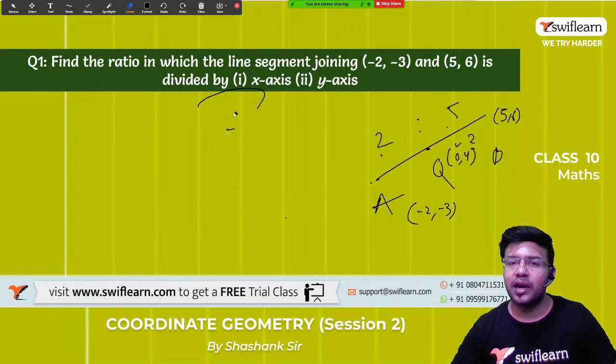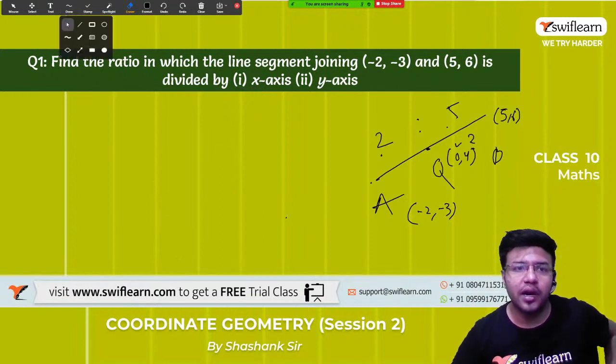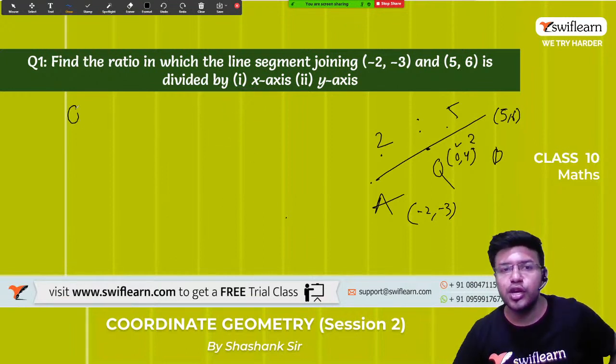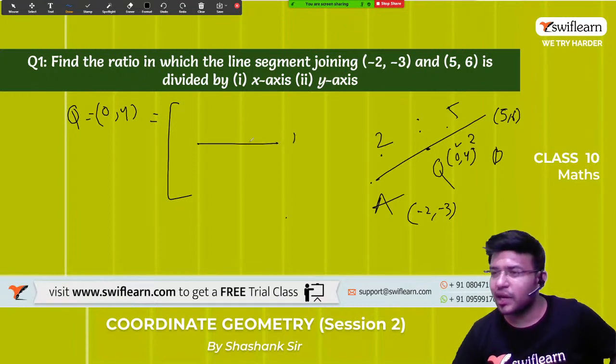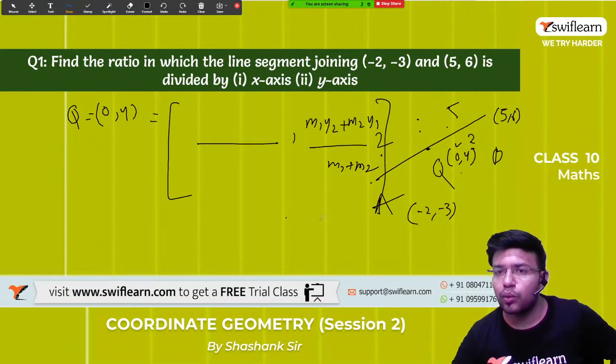Okay, substitute that and find the coordinates of point Q (0, y). This is the x term, which is 0. Okay, we don't need that, we know its answer is 0. We need the y coordinate. How much is the y coordinate? (m1 y2 + m2 y1) divided by (m1 + m2). This is what we need to find.